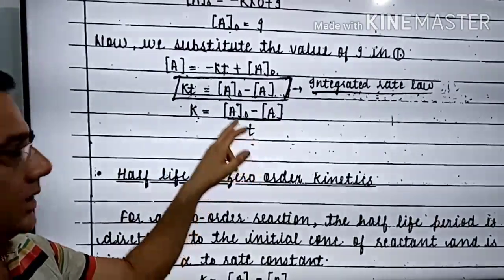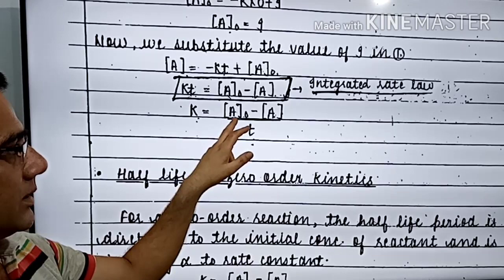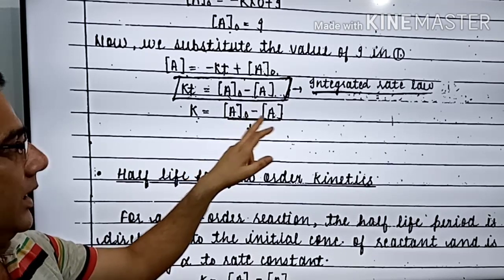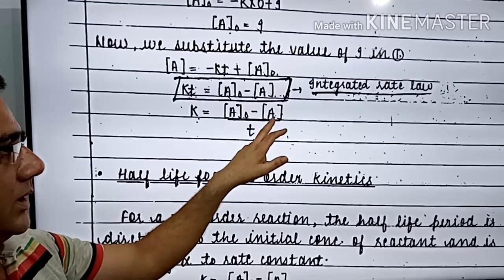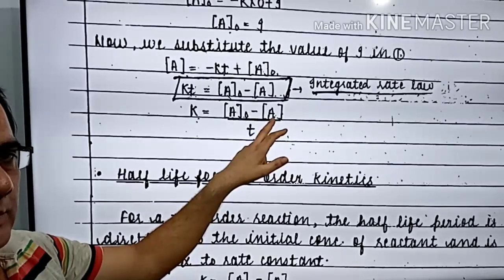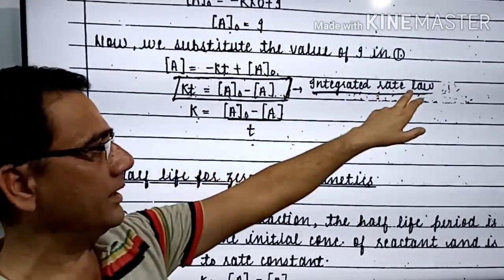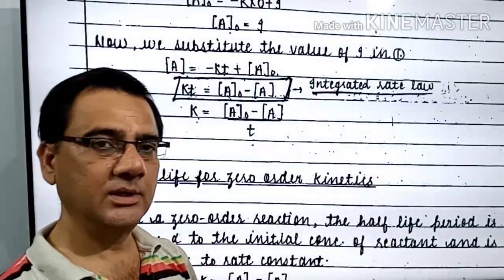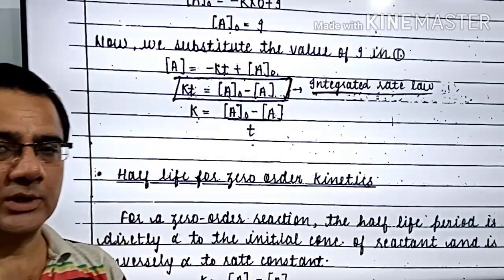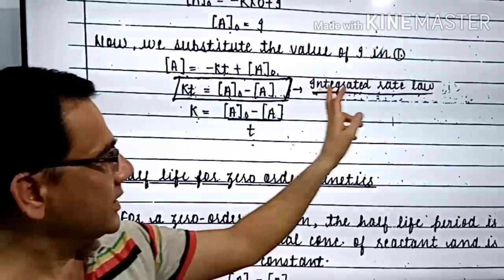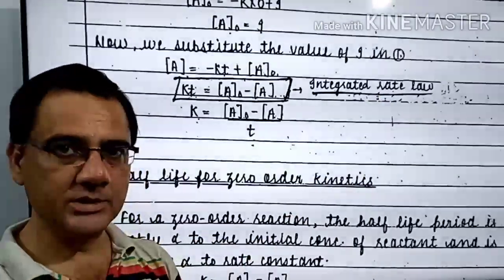T is the time. A initial is called the initial concentration of the reactant A, and A is called the concentration of the reactant A after time T. And this expression which we are writing is called the integrated rate law. So one more question was, write the differential rate law for the zero order reaction, and this is called the integrated rate law for zero order reaction.